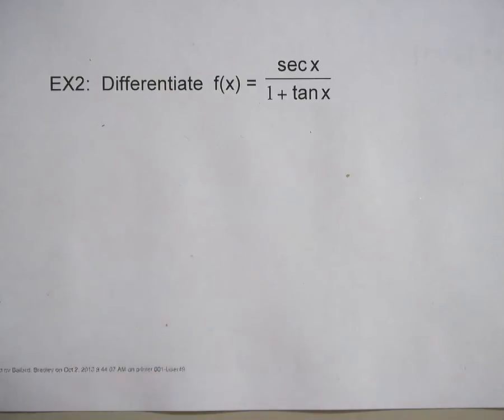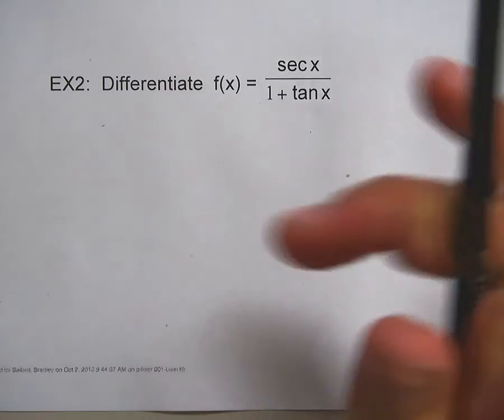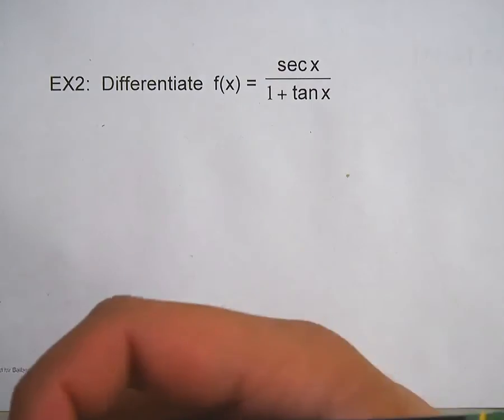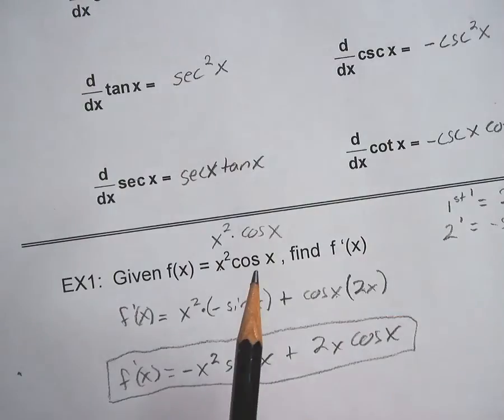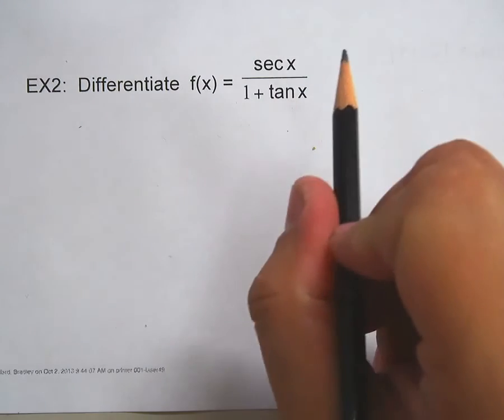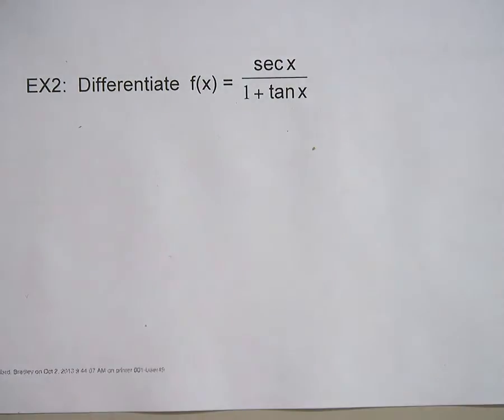Example 2 says differentiate f of x is secant x over 1 plus tangent x. Ooh, this is fun. Right off the bat, I see a fraction here. Forget the fact that it's negative, or that it's secant and it's tangent. I mean, you can take the derivative of that easy just by looking up here, and we will. So remember, it's top and bottom, so you're going to be taking the derivatives here. This is the quotient rule.